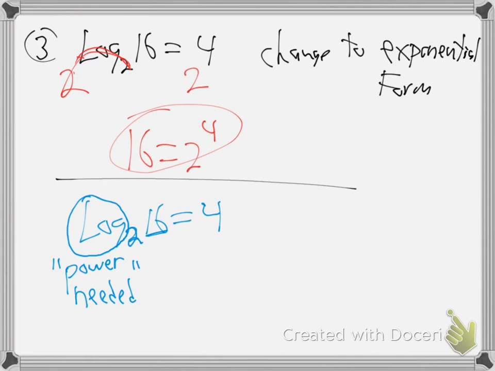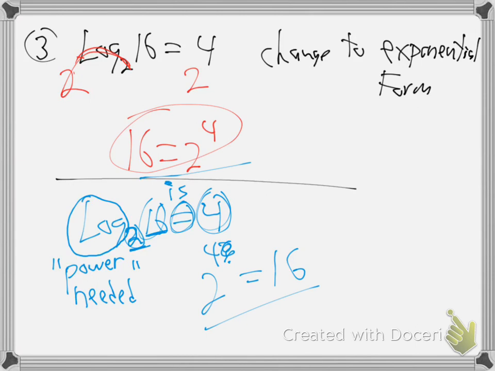That's what log is really saying, if you want something to grab your hands around. Power needed on a 2 to become 16. What power is 4, right? Power needed on a 2 to become 16 is 4. See, we get the same thing? That's what logs are really saying: power needed. They ask for a power rather than giving a power. They're the opposites of exponential.